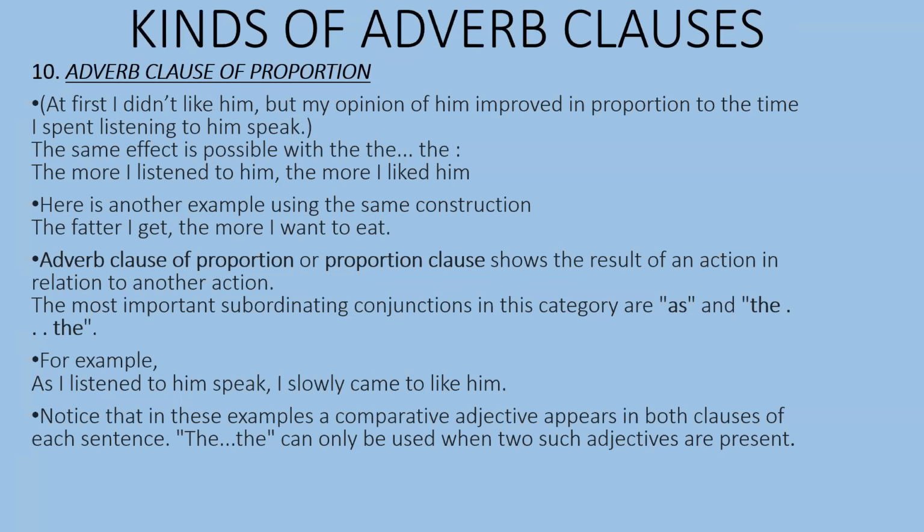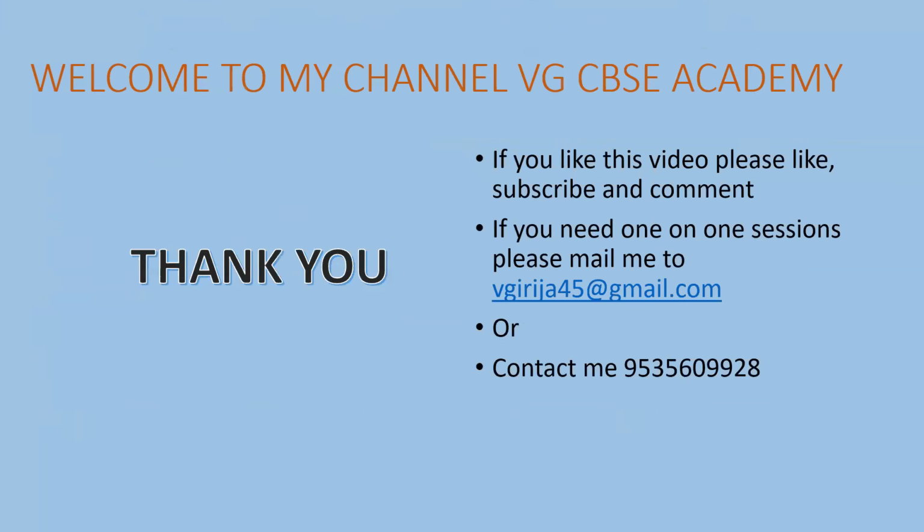Adverb clause of proportions, or the proportion clause, shows the result of an action in relation to another action. The most important conjunctions in this category are as and the. For example, as I listened to him speak, I slowly came to like him. In these sentences, a comparative adjective appears in both the clauses of each sentence. The can be only used when two such adjectives are present. The fatter I get, the more I want to eat.